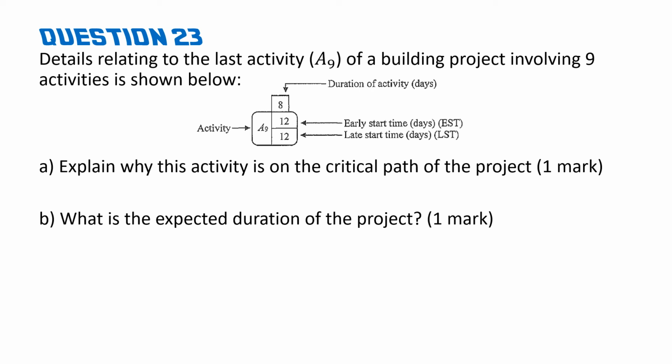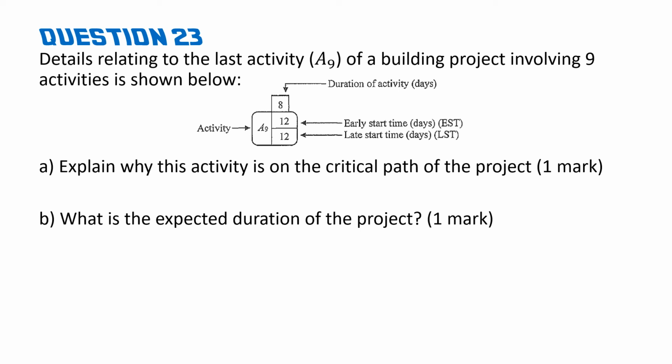Right, so our activity is A9, it has a duration of 8 days, its earliest start time is 12, so day number 12, and its late start time, the latest it can possibly start, is also on day number 12. Part A says explain why this activity is on the critical path for the project.